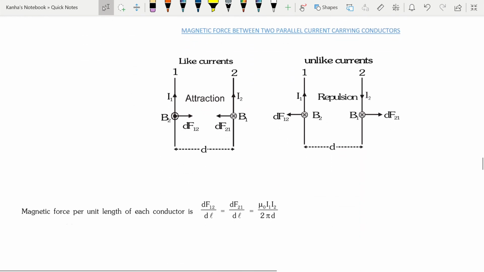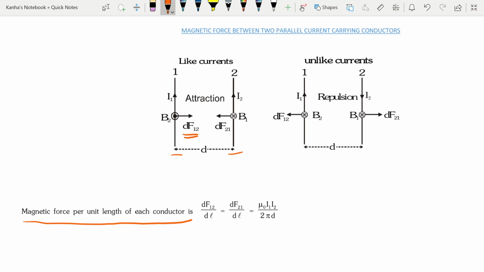Let's talk about magnetic force between two parallel current carrying conductors. So let's say you have two conductors or wires, one and two. Now if the current is flowing in the same direction, then first of all let me find what is the force on one due to two. So magnetic force per unit length of the conductor is given by some formula. We'll see how that formula comes.